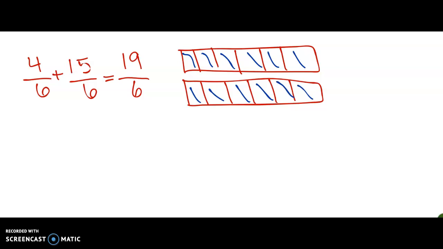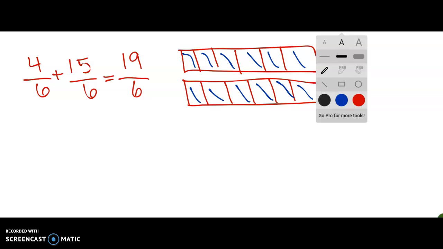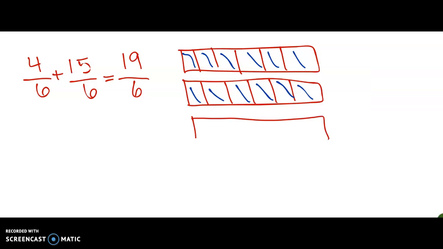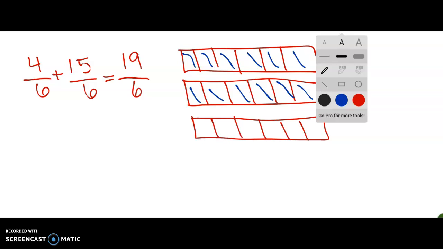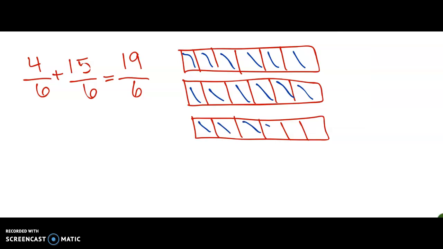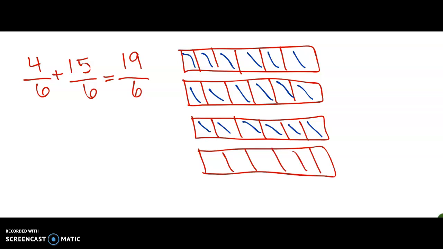Oh no, I'm going to have to draw another shape. So no worries, just come down and draw another shape that has 6 pieces, and then I color in. So I left off at 12, 13, 14, 15, 16, 17, 18. Another shape. So then we just draw another one with 6 pieces because our denominator is 6.